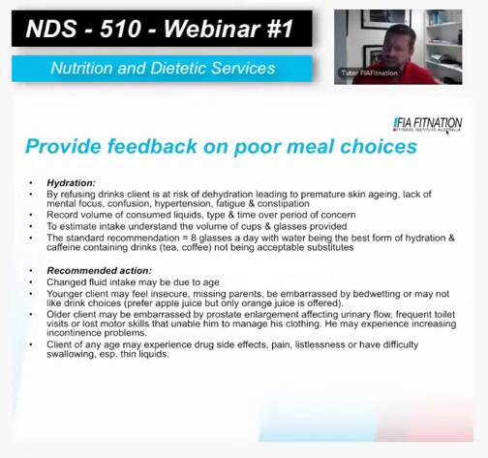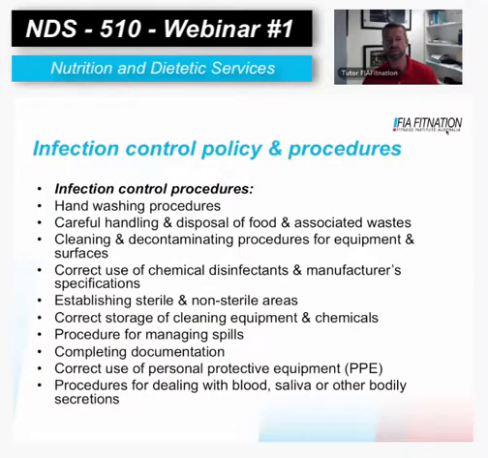Clients of any age may experience drug side effects, pain, listlessness, or may have difficulty swallowing, especially thin liquids. Clients drinking pure water may find it quite difficult to actually swallow the water. They may experience a condition called dysphagia, which literally means difficulty in swallowing. And if you can thicken the liquid up by pureeing vegetables with it or adding pulp into fruit juices, then that actually makes it sometimes easier to swallow.